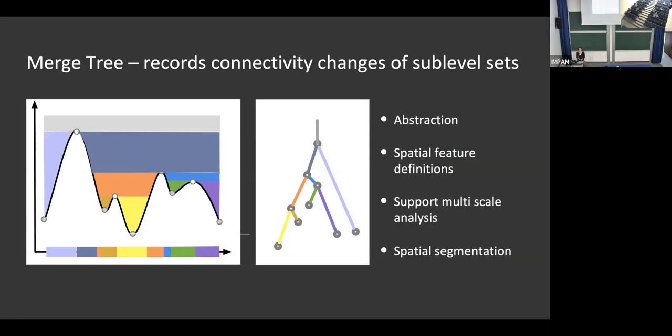What is important for us, what are the characteristics, why it's useful for us: it provides, on the one hand, an abstraction of our data. It also gives us a handle to define some spatial features, which is very central in visualization because we want to show something in space. It also supports a multiscale analysis, and we get a spatial segmentation here.